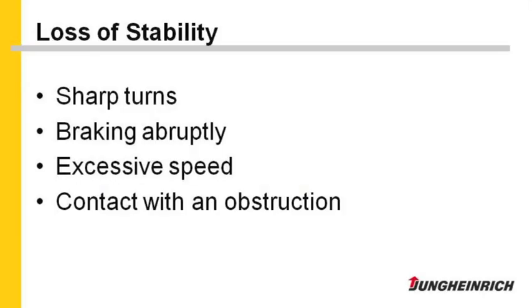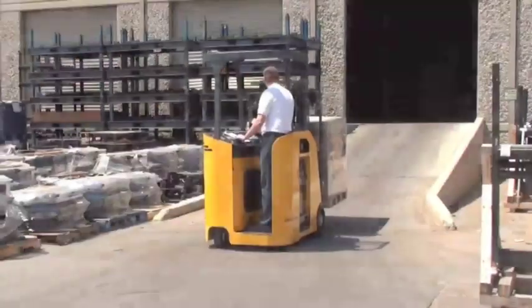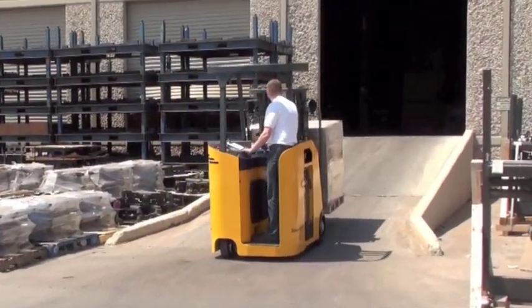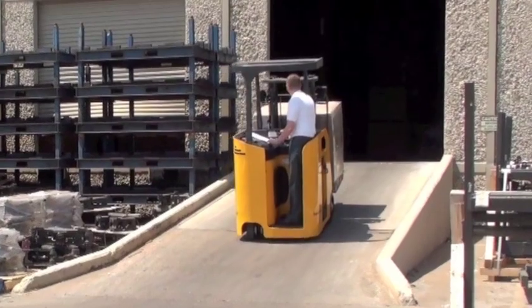Sharp turns, braking abruptly, excessive speed, contact with an obstruction, traveling with a load too high and or tilted past the vertical position, raised mast, and traveling over wet or uneven surfaces can result in loss of stability. In addition, unstable loads or driving on ramps can affect stability and result in a tip-over.